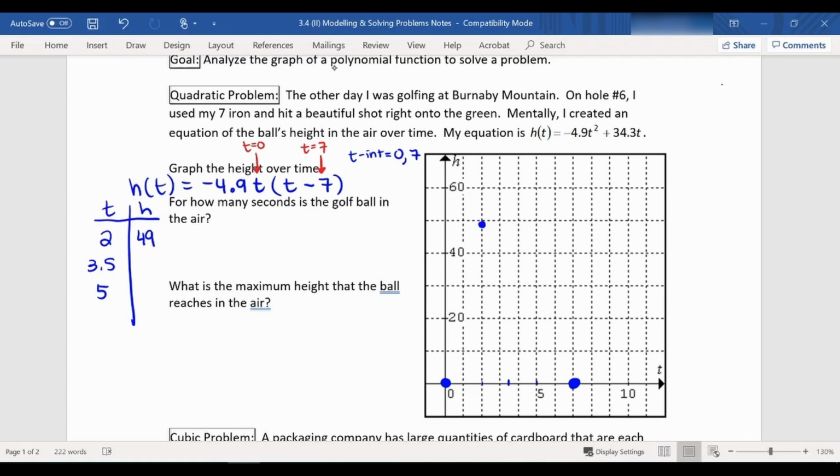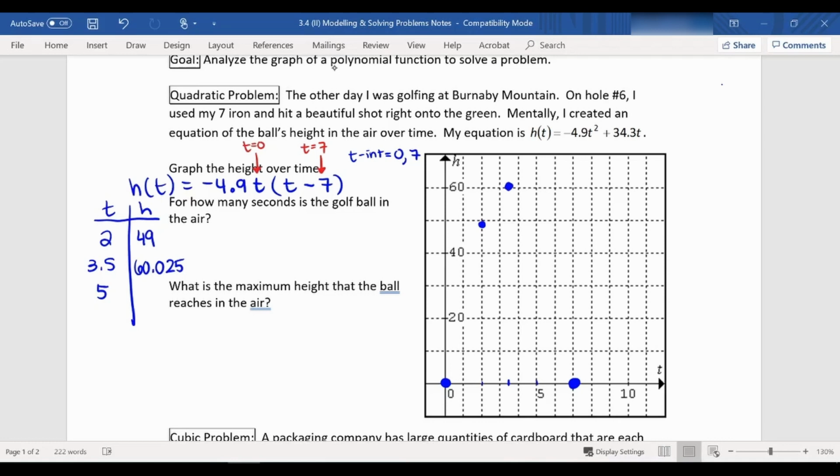And then I'm going to do 3.5. So I'd have negative 4.9 times 3.5 squared plus 34.3 times 3.5. This gives me 60.025. If I go over to 3.5, I'm basically on that line 60.